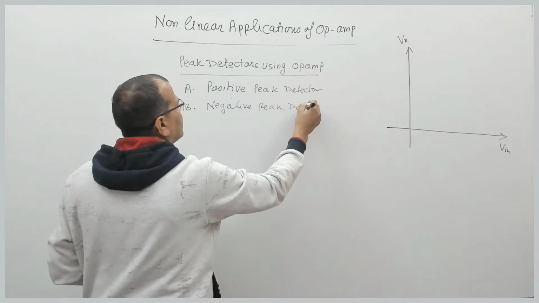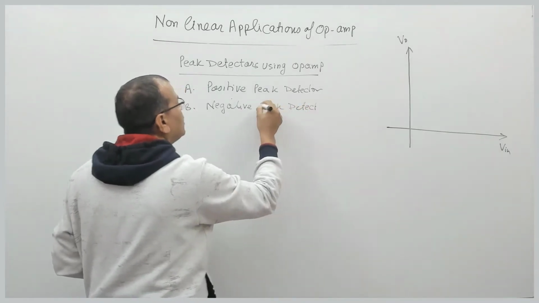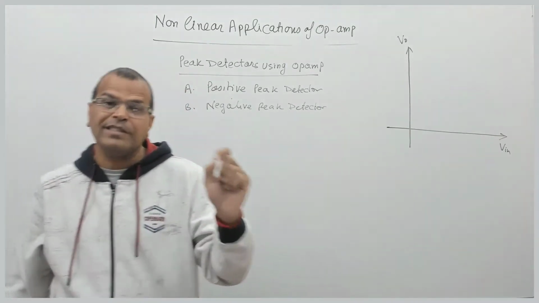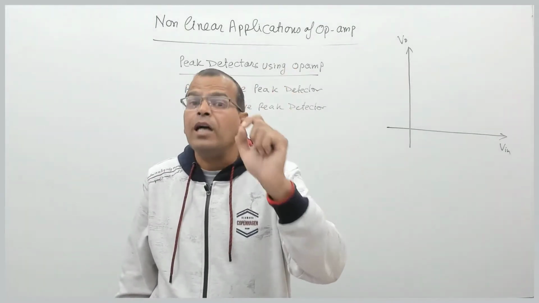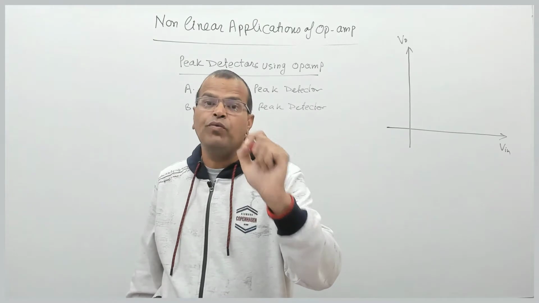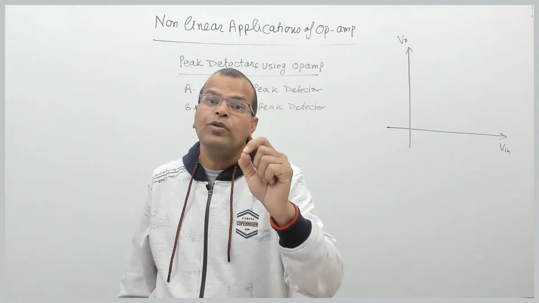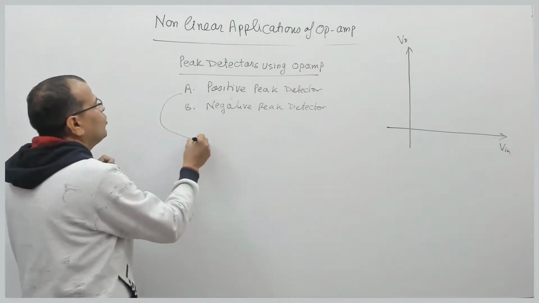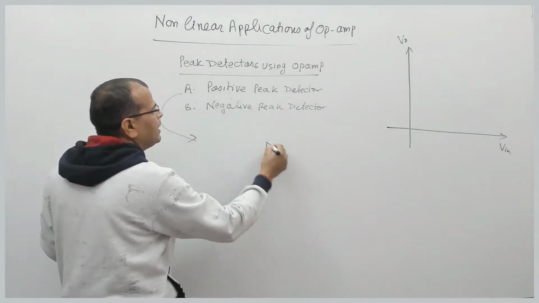These circuits detect the last peak value of the input voltage and hold the output at that value. We will see that. So first let us talk about the positive peak detector.